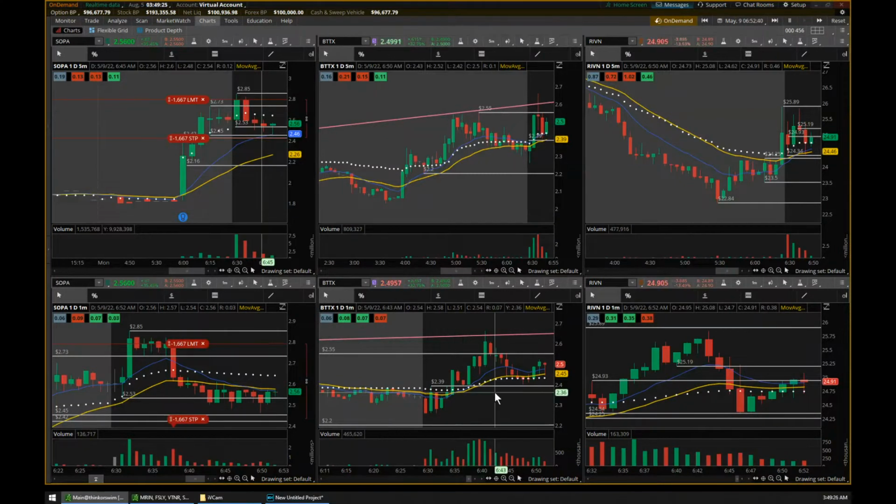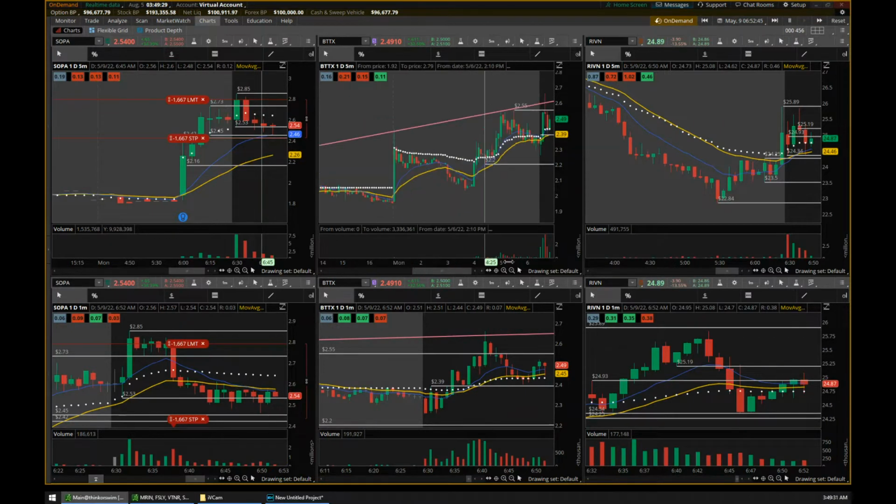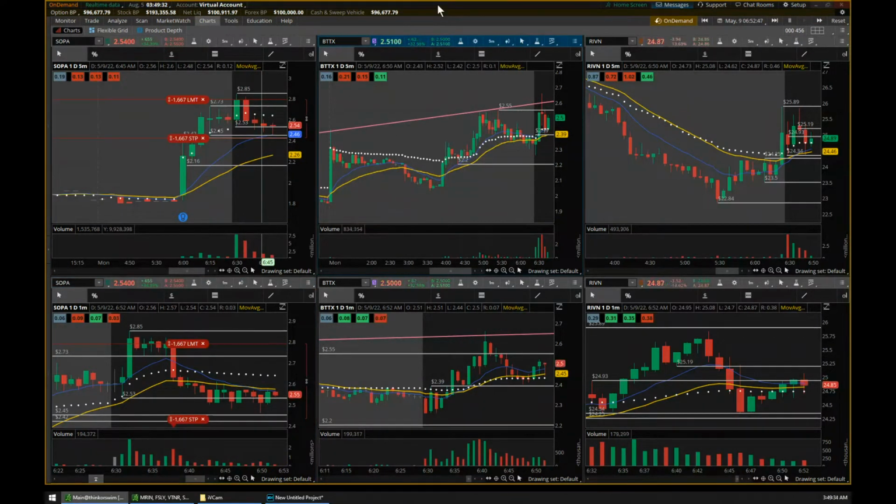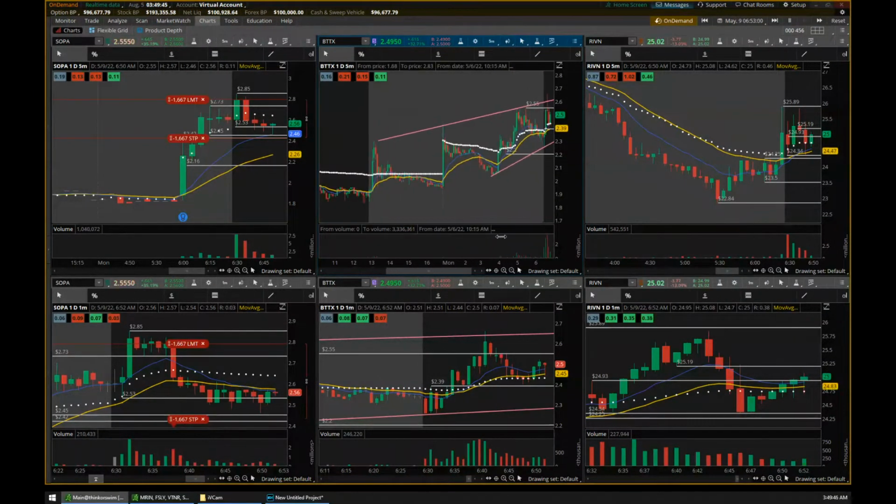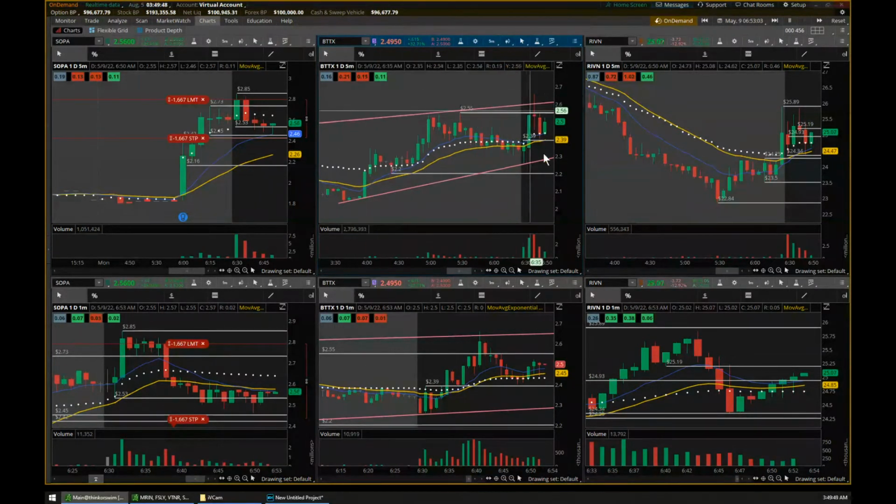I'm just still concerned that, well, I should draw my bottom line. What would that look like? I think this might be a rising wedge. Let me see here. Kind of hard to draw. There we go. A little bit of a rising wedge. I thought maybe it might drop down to that line before going back up. But we do have an equilibrium forming over here on RIVN. So that could be what's happening with everybody else.